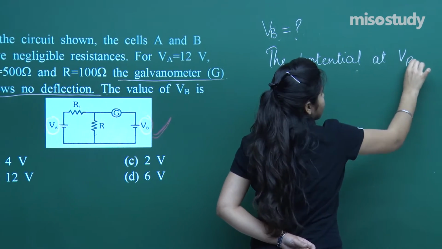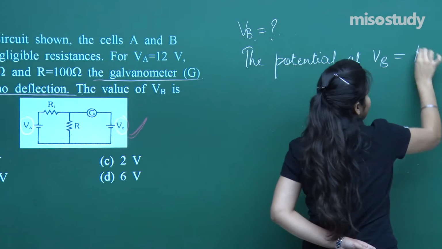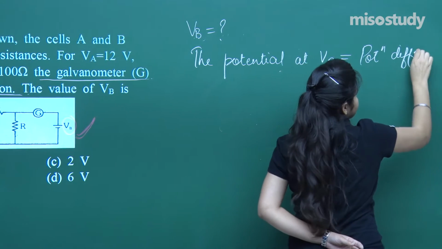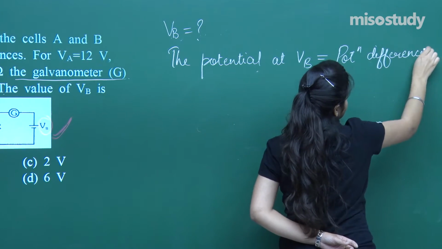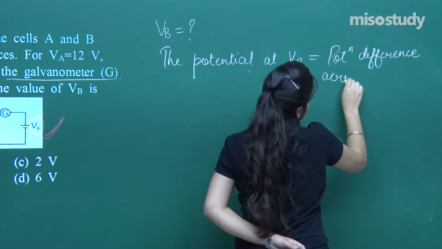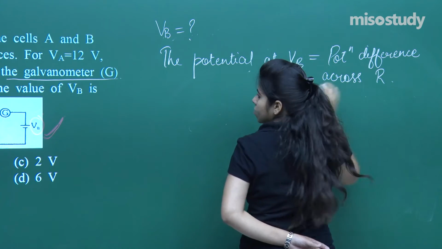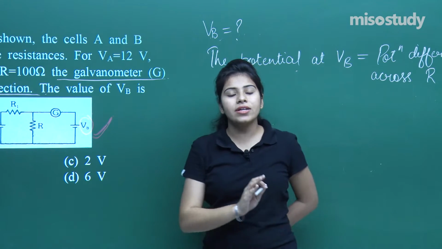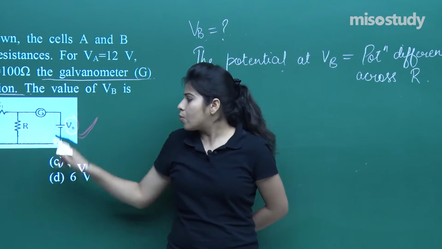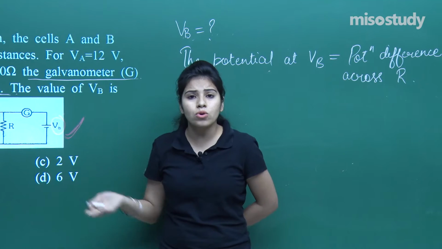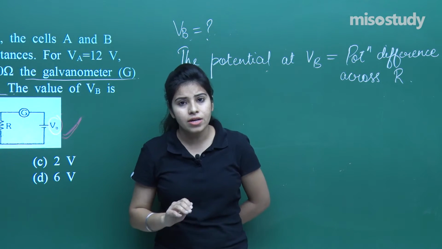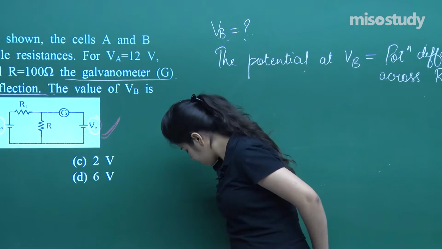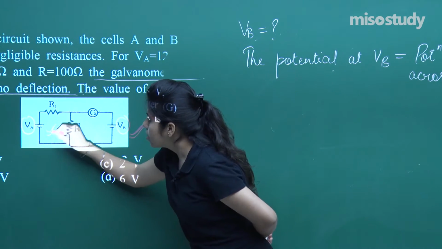VB must be equal to the potential difference across this capital R. Now because we know that if the potentials are the same, we are going to first of all ignore that because there is no flow of current. So we will be considering this part only, that means this part.